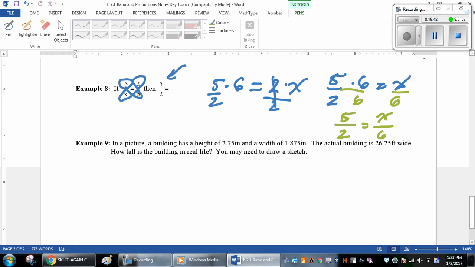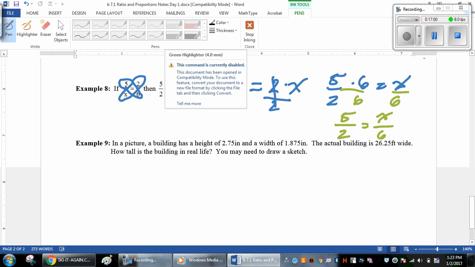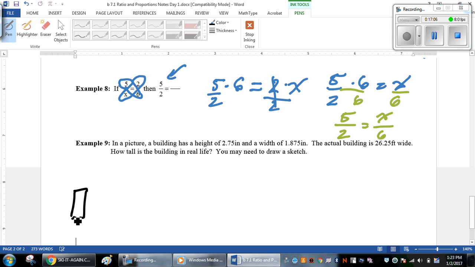All right, so here we have this picture. In the picture, the building is smaller than it is in real life. So we have a small building that is 2.75 inches with a width of 1.875. Here's a little suggestion: draw a picture. It helps to see a picture. It helps to relate your parts. So as I look at this, let's draw a little building. Mine's going to be really messy, but I'm sure yours will be much nicer.